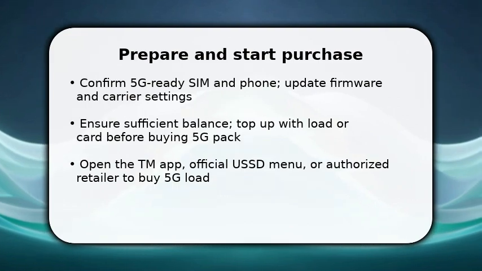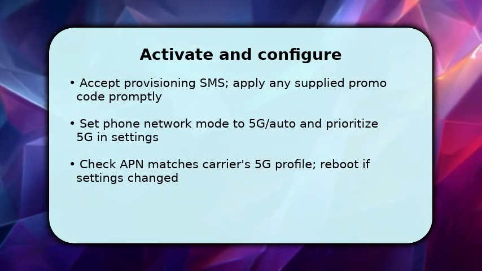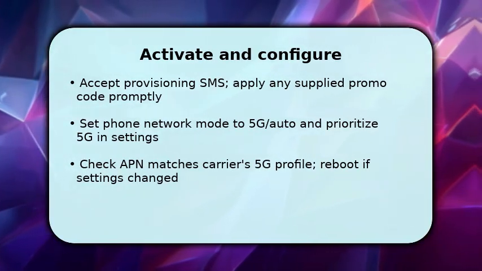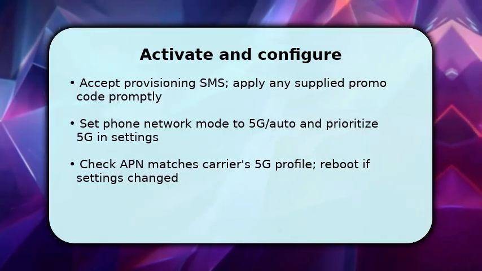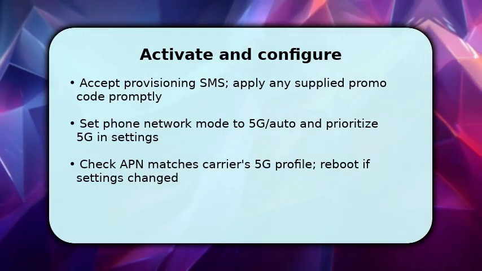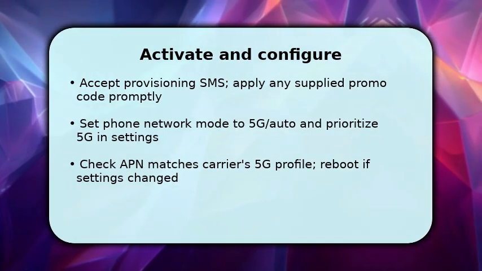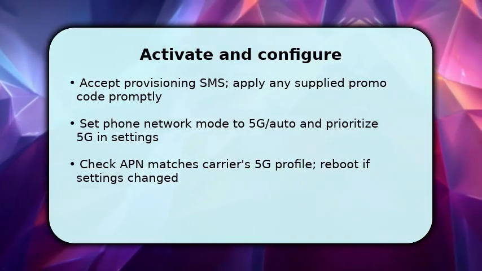After purchase, you will receive a provisioning SMS. Accept or follow its link to activate the bundle. Then make sure your phone's network mode is set to 5G or 5G/auto so the device can camp on the faster band. If the carrier supplied an APN update, apply it and reboot your phone so the new profile loads.